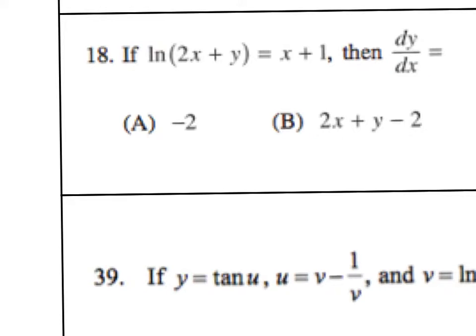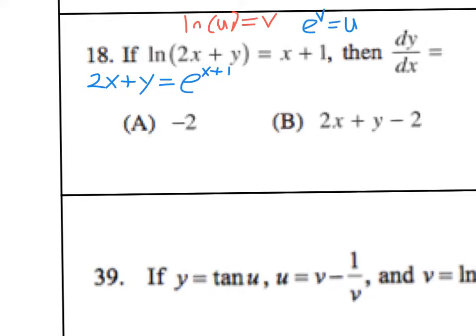So if I do that, I know that natural log of, like, u is equal to, I don't know, v, because why not confuse you with letters that look kind of similar, that e to the v is equal to the inside of that log. So in this case, that would be 2x plus y is equal to e to the x plus 1.